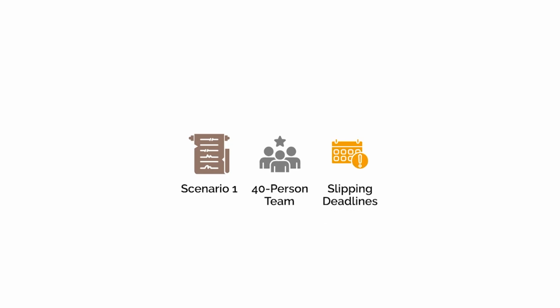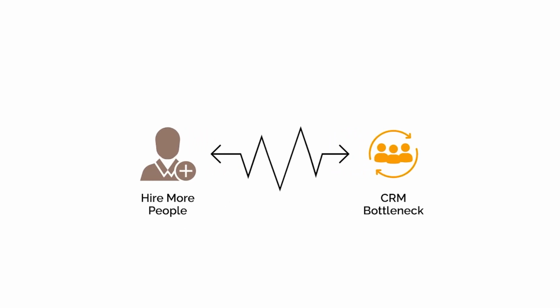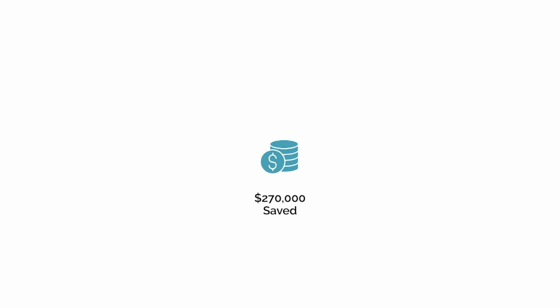Scenario 1. A 40-person service team where deadlines keep slipping and hiring more people seems like the obvious fix. But SuperC tells a different story. Screenshots show employees stuck in a frozen CRM, and app data reveals constant switching while waiting for it to load. The problem was the system, not the team. And fixing it saved $270,000 in unnecessary hiring costs.